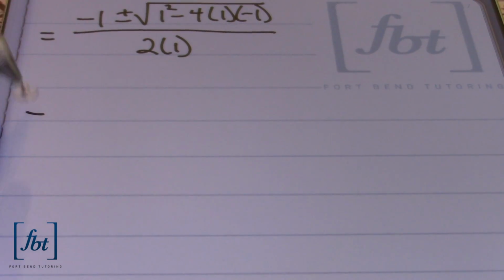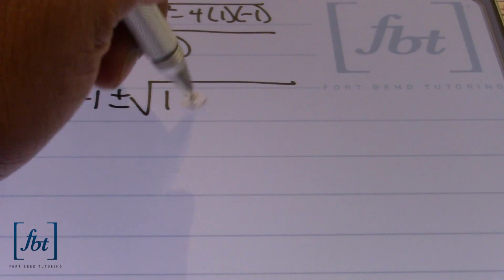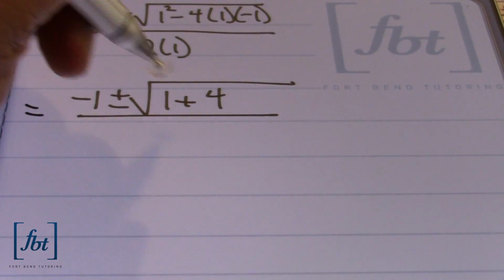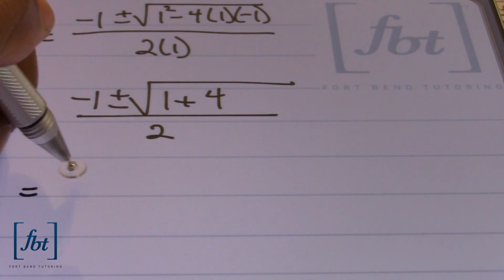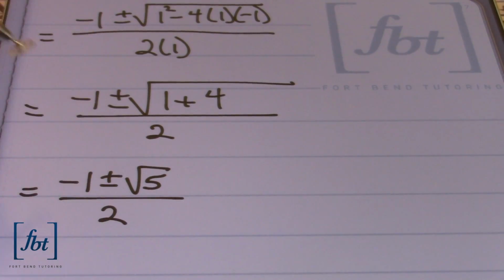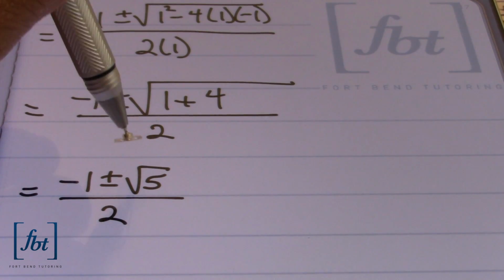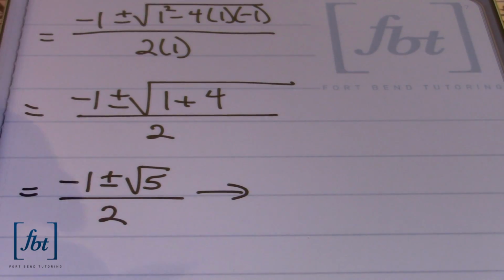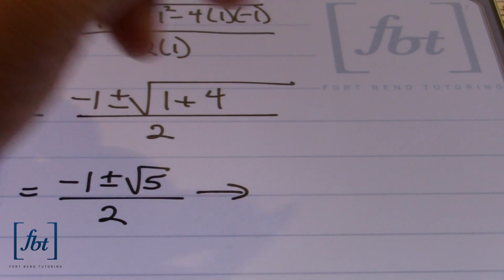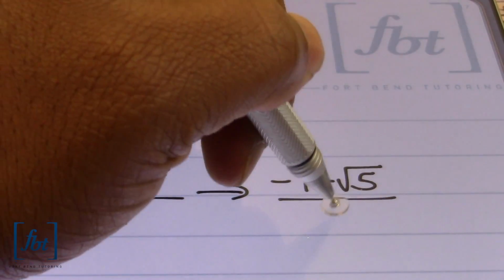Simplifying our result, we end up with negative 1 plus or minus the square root of 1 plus 4 all over 2. This gives us negative 1 plus or minus the square root of 5 divided by 2. And this is going to give us two possibilities for our value of x. Because the square root of 5 is more than 2, I know that the only solution that's not extraneous is going to be the solution that's positive. And that solution is negative 1 plus the square root of 5 divided by 2.